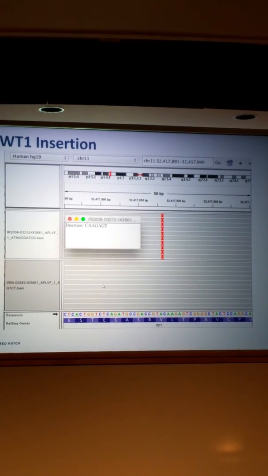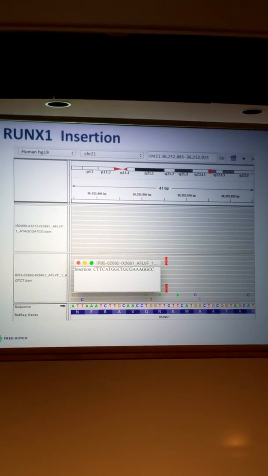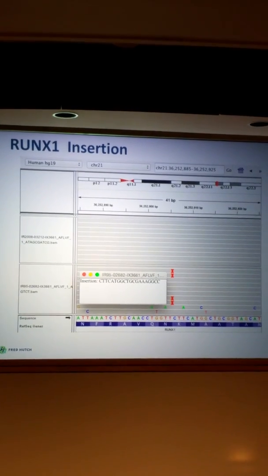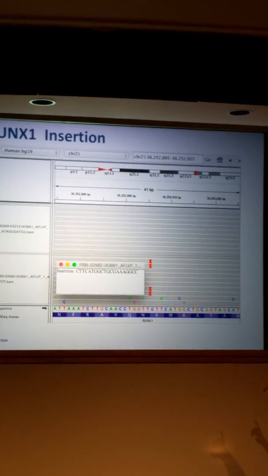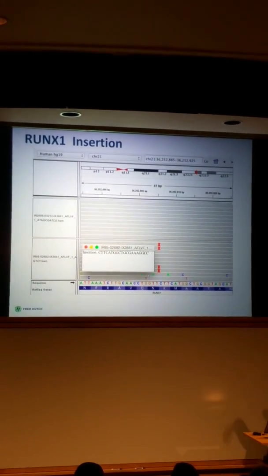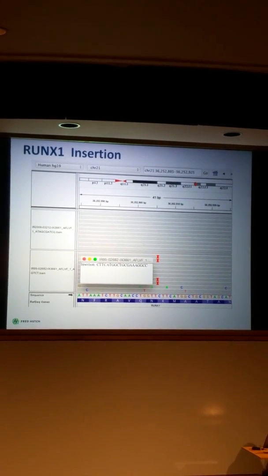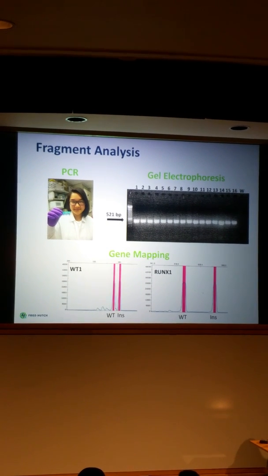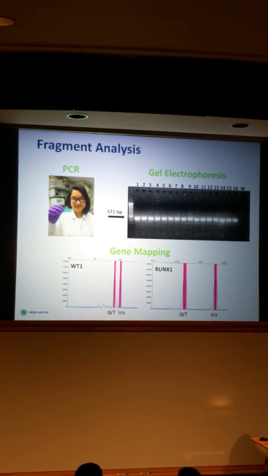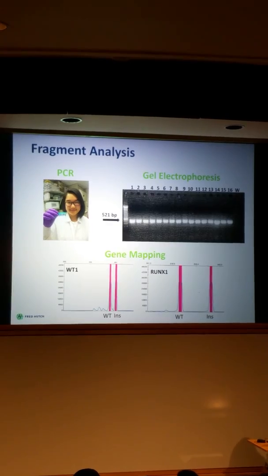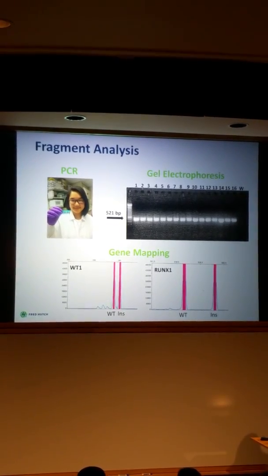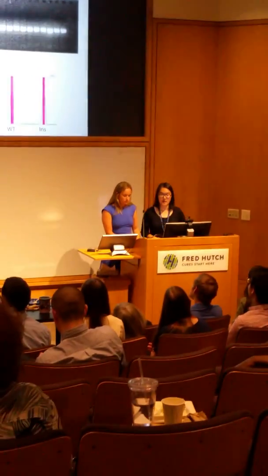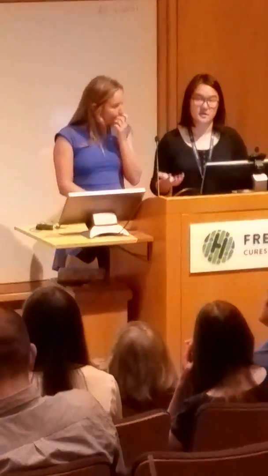And then likewise, in the next, we have the RUNX1, which was Elizabeth's. That shows the insertion as well. And then the bar above is a wild type, so a patient without AML as well. In order to do our project, we had to learn a lab technique called fragment analysis, and it consisted of PCR, gel electrophoresis, and gene mapping. PCR is polymerase chain reaction, in which we are amplifying large amounts of DNA of our patient samples in order to test for our fragment analysis.